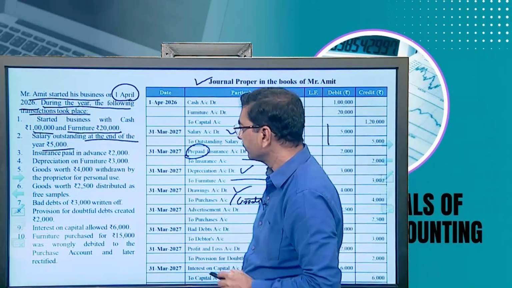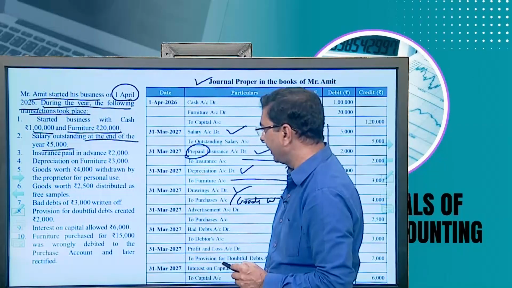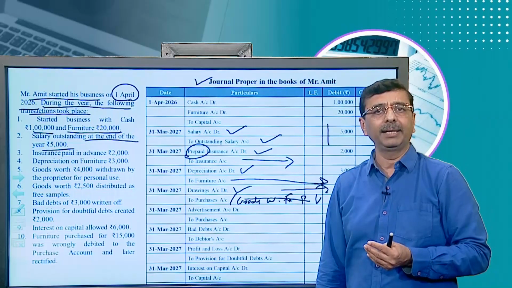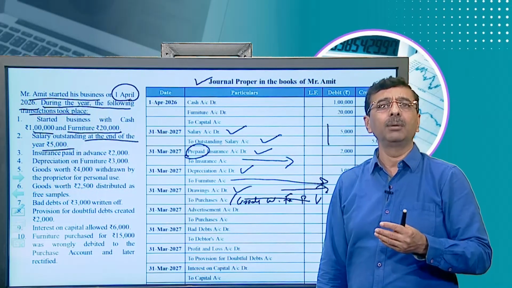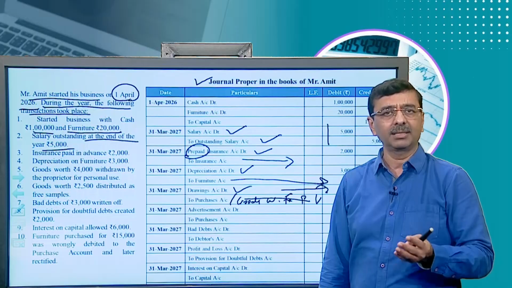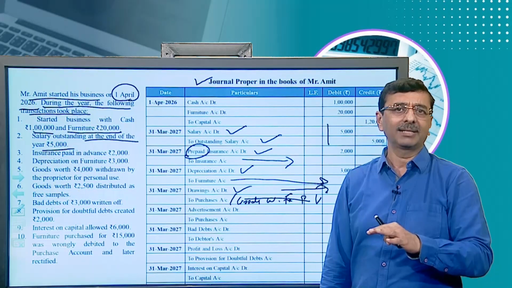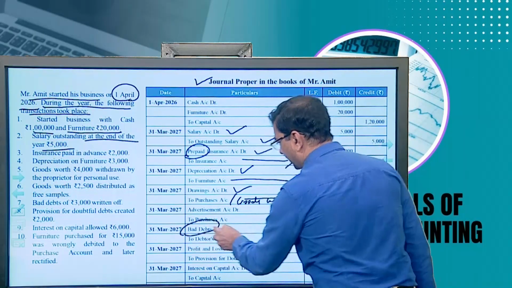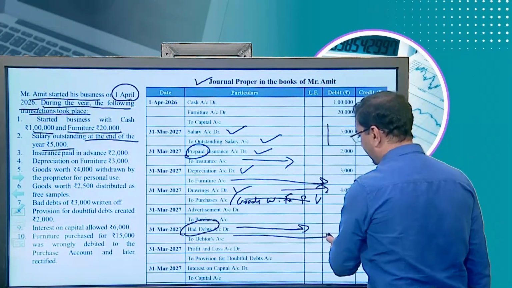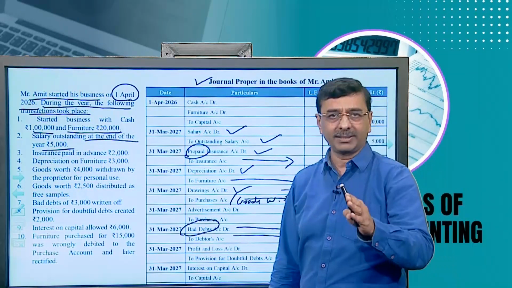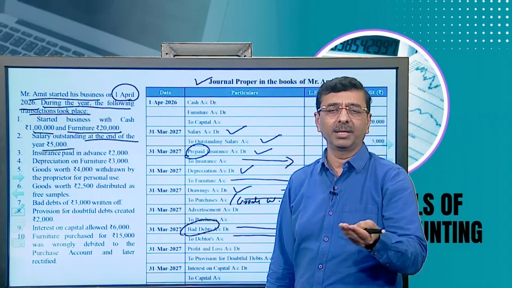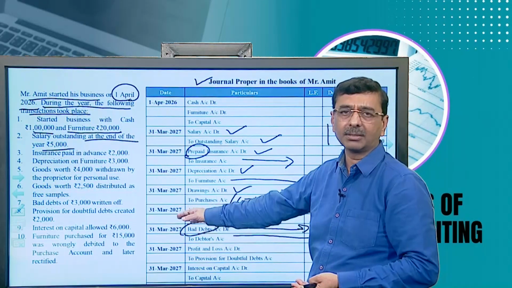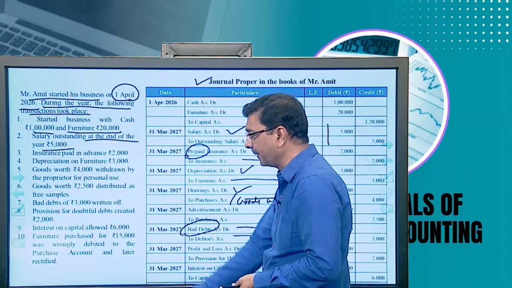Next is bad debts of rupees 3,000 written off. Bad debts is again a non-cash item. Bad debts are those debtors who are unable to pay the amount of their outstanding, and it's converted into a bad debt. So bad debt is an expense. Bad debts account debited to debtors account. So here the bad debts account is debit and the debtors account is credit, because debtors are current assets, but they are unable to pay. So that's why the debtors account is credit, and bad debts is your expense debited in profit and loss account. So that's why the bad debts account is debit.